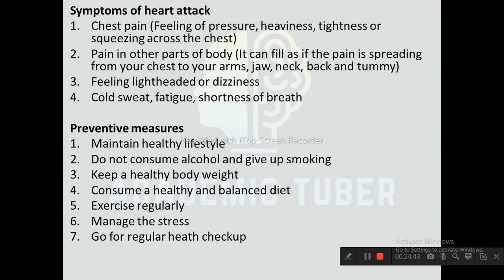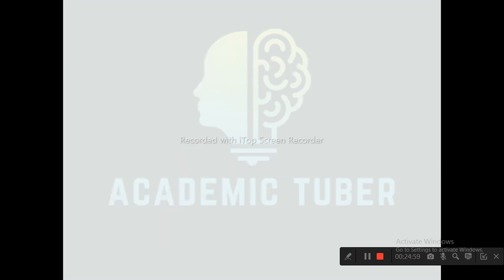Preventive measures of heart attack. Mainly maintain a healthy lifestyle, do not consume alcohol and give up smoking, keep a healthy body weight, consume a healthy and balanced diet, exercise regularly, manage the stress, go for a regular health checkup.